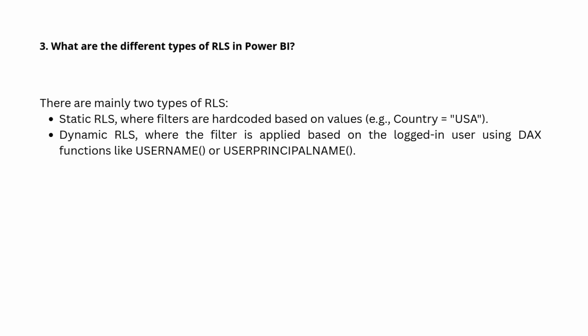The next question is, what are the different types of RLS? We have two types of RLS. One is static and the other is dynamic. In the static, as the name implies, it is the hard-coded value. And in dynamic, the filter is applied based on the login user using the function USERPRINCIPALNAME or USERNAME.